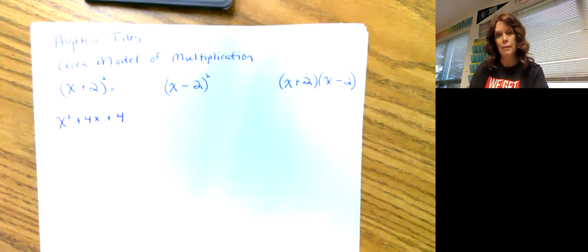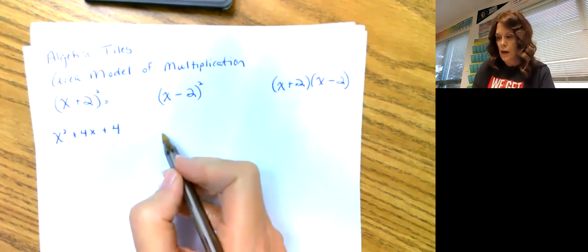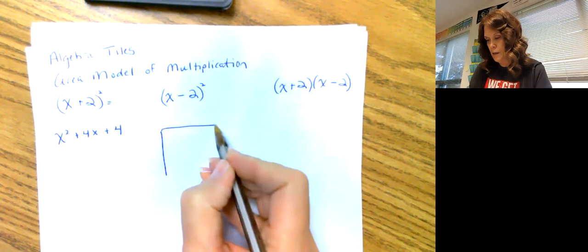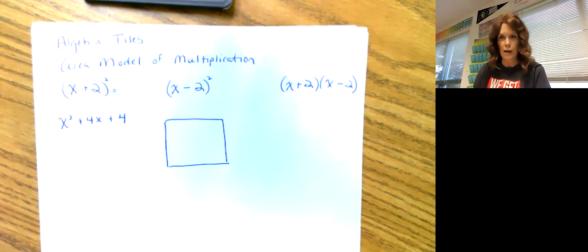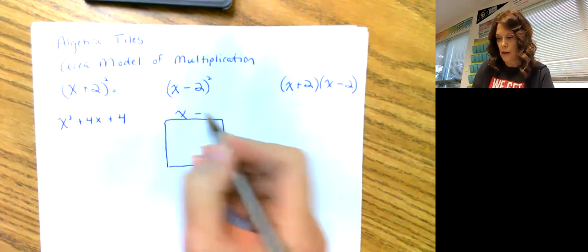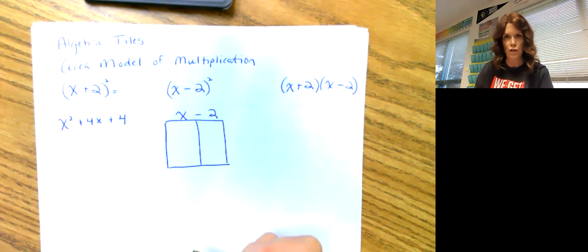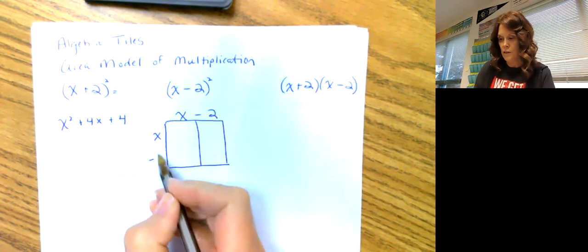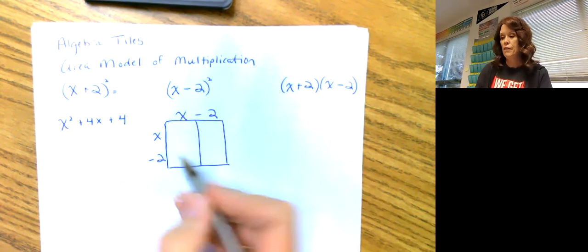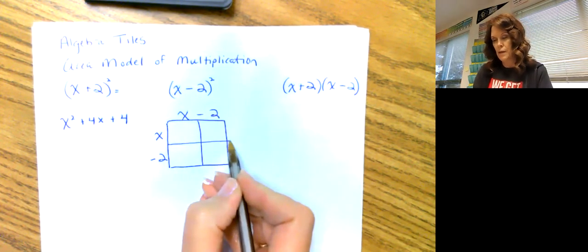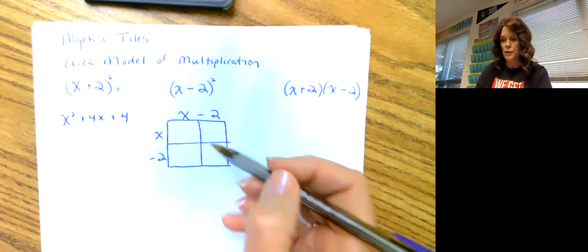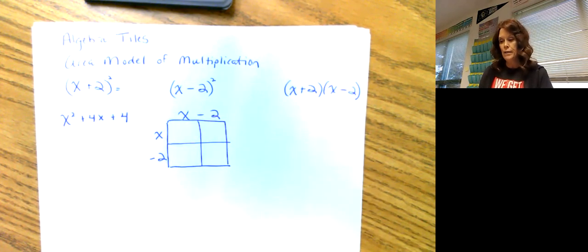Now, I'm not going to do it with tiles again, but you get the idea to visualize that. I am going to use the area model, though, for this and just try to create a rectangle to show the area. X minus 2 is one of the factors, that binomial. I'm going to split it into 2 columns. And x minus 2 is the second factor, that binomial. Since it has 2 terms, I'm going to do 2 rows for it. So here are my 4 partial products. It's not meant to represent it proportionally. It's just going to show me the 4 partial products, okay?